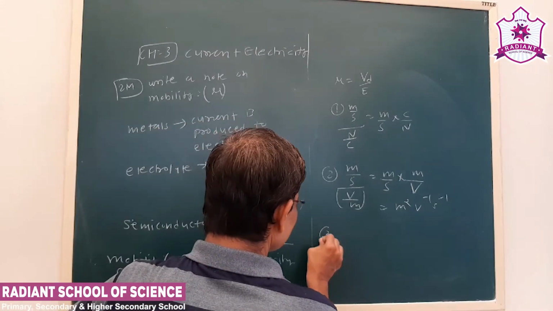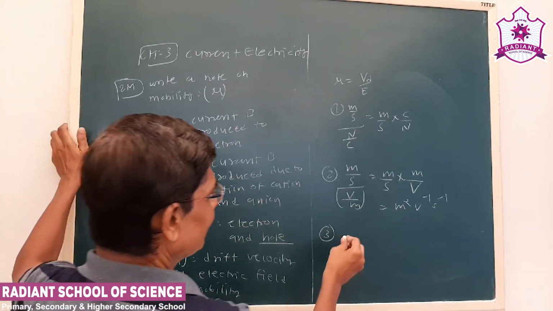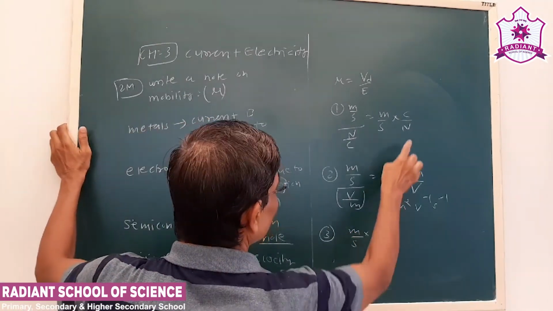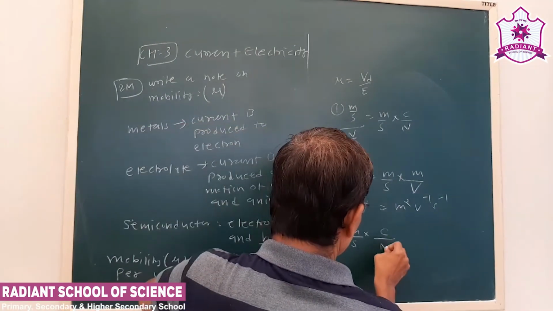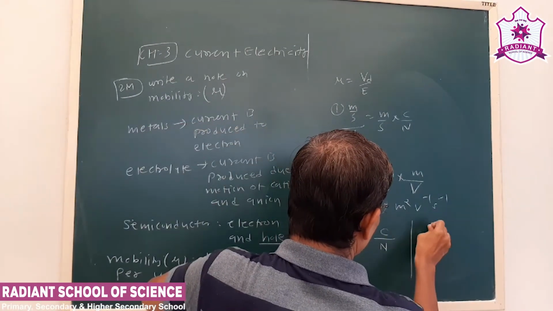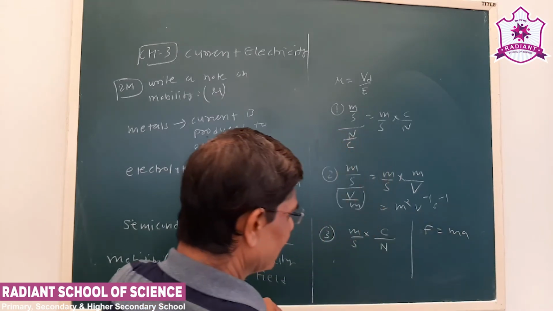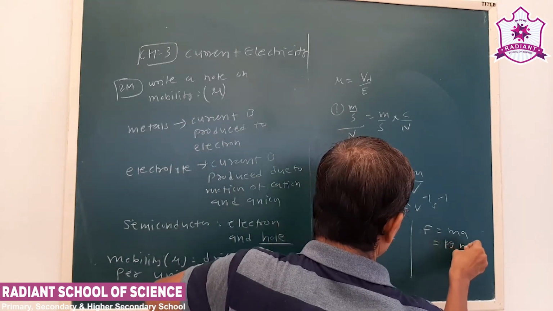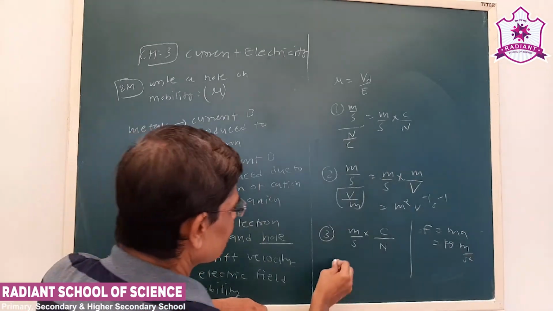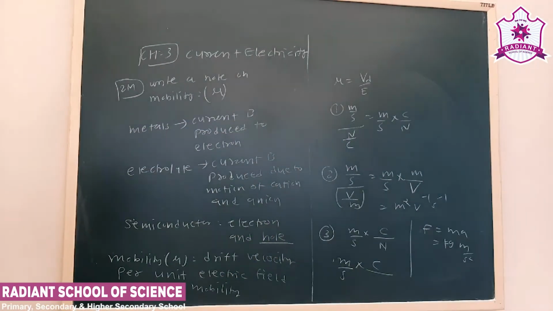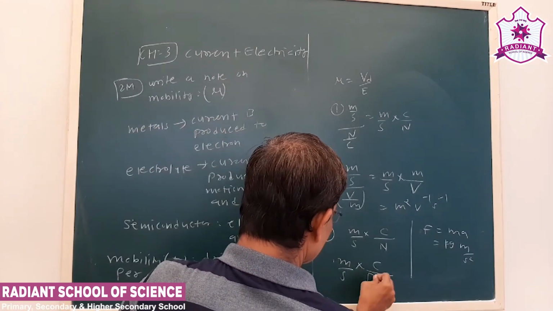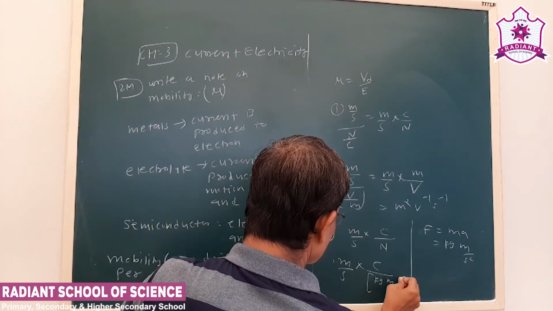Now another unit we have seen just now: meter per second into coulomb upon Newton. Now Newton, we know F is equal to ma, that is kg meter per second square. So it is meter per second into coulomb. Now we substitute the value of Newton here, kg meter per second square.